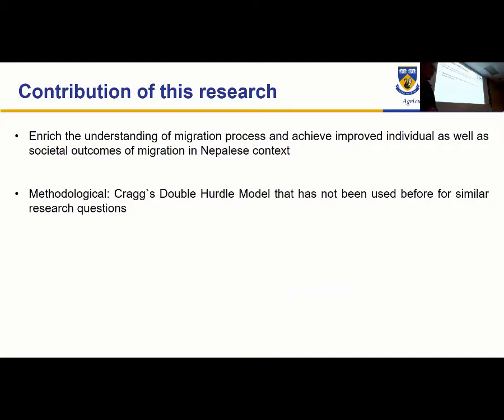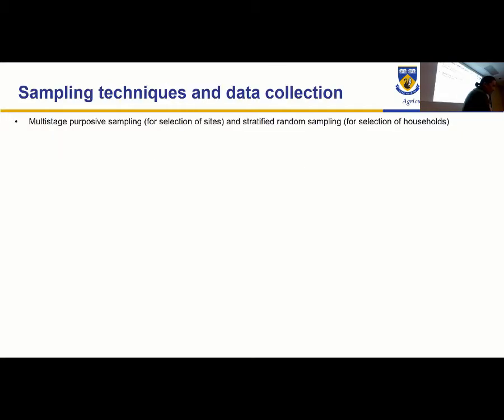So the contribution of this research would be enriching the understanding of the migration process and achieving improved individual as well as societal outcomes of migration in the Nepalese context. And the next one would be methodological contribution. As I said before, most of these studies have only looked at determinants of migration using binary models. So we are using Cragg's double hurdle model here, which has not been used before for similar kinds of research questions. So it would also be a methodological contribution.